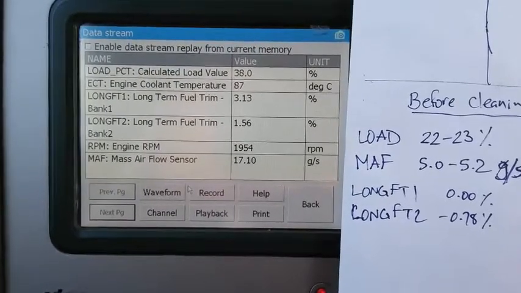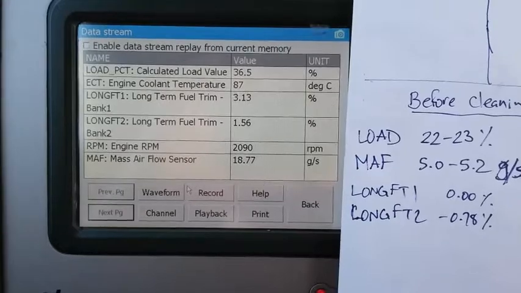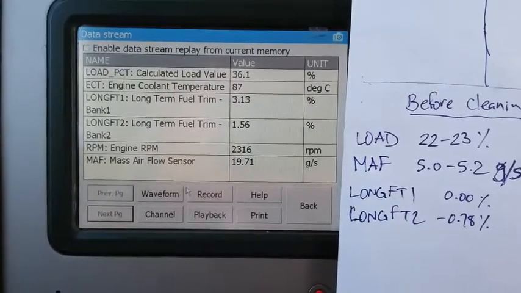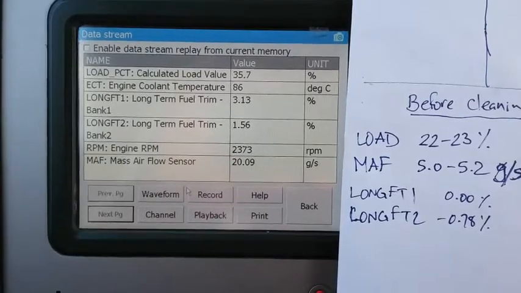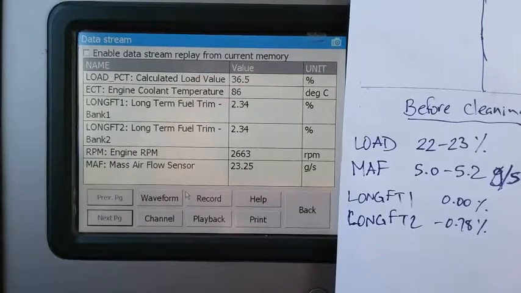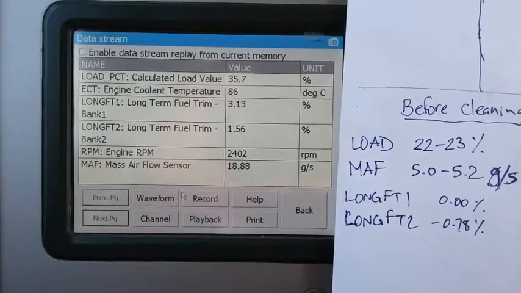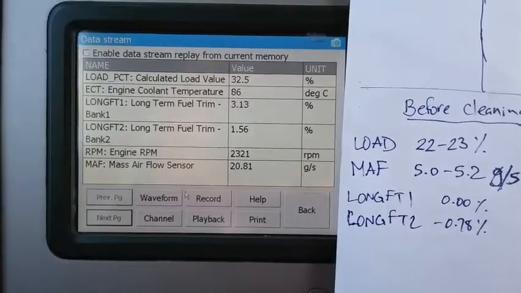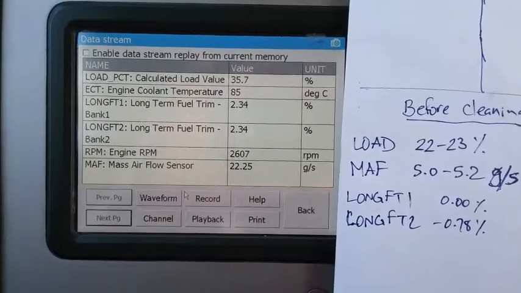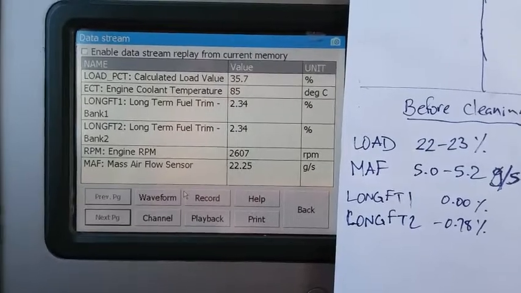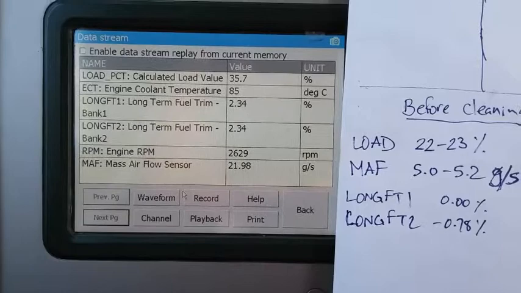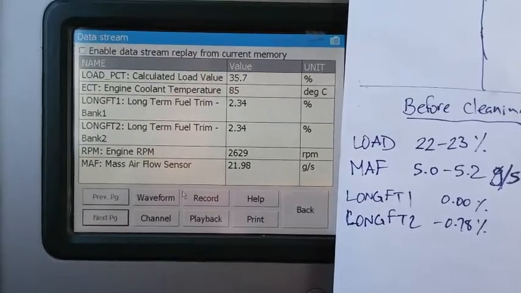As you can see, our long-term fuel trims did drop from 7 to 3 and 1%. So at 2,500 RPM, our fuel trims are sitting between 3 and 1. Actually, no, they're sitting at 2%. So this is with the clean mass airflow sensor. It's reporting good numbers now.